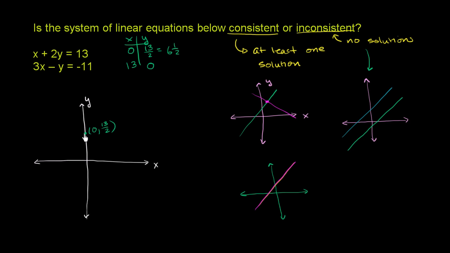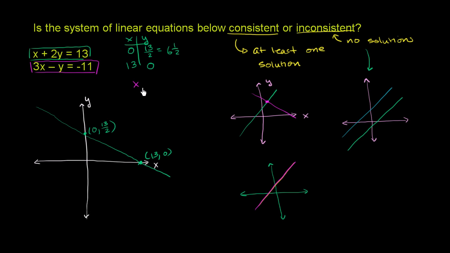So this is 0, 6.5. And 13, 0 would be right about there. I'm just trying to approximate. And so this equation can be represented by this line. Let me try my best to draw it. It would look something like that. Now let's worry about this other one.